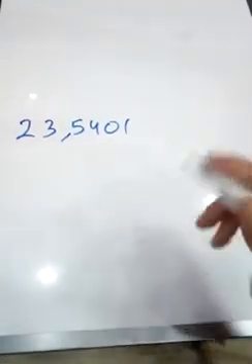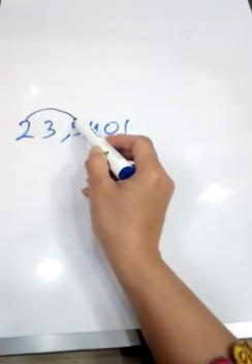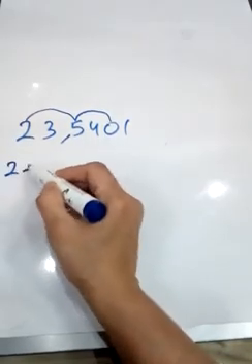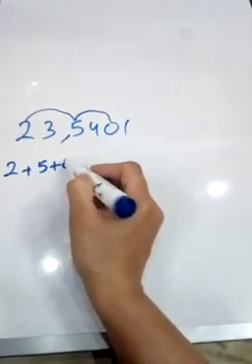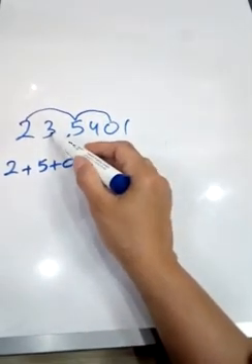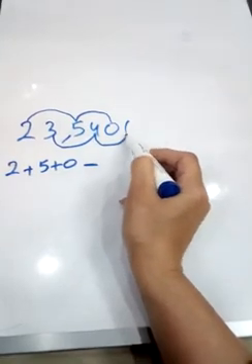So now we are going to do the divisibility test of 11. Alternate digits means leave one number, move on to the other. Leave one number, move on to the other. It means 2 plus 5 plus 0, and minus the sum of the alternate digits. Now consider that number: leave one, move to the other, leave one, move to the other.